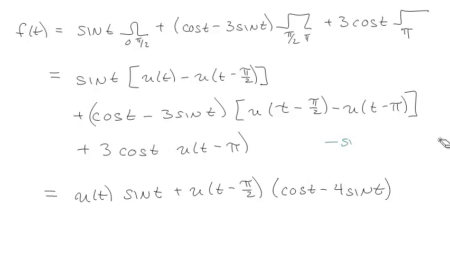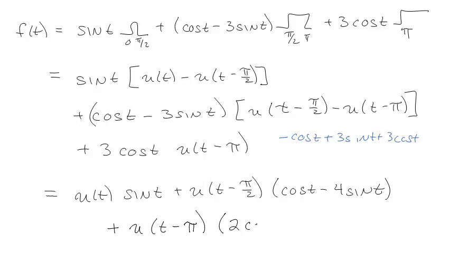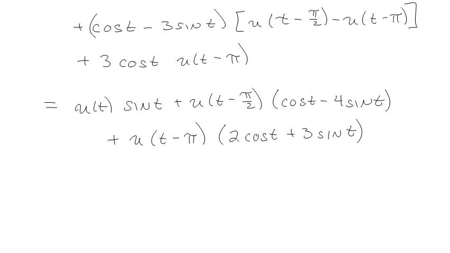Oh, this is going to be so much fun to take the inverse Laplace transform of. And by so much fun, I mean bleh. Okay, plus u of t minus pi. And let's see, that's going to be minus cosine t plus 3 sine t plus 3 cosine t, so that would be 2 cosine t plus 3 sine t. And if that doesn't get you excited, I don't know what does.